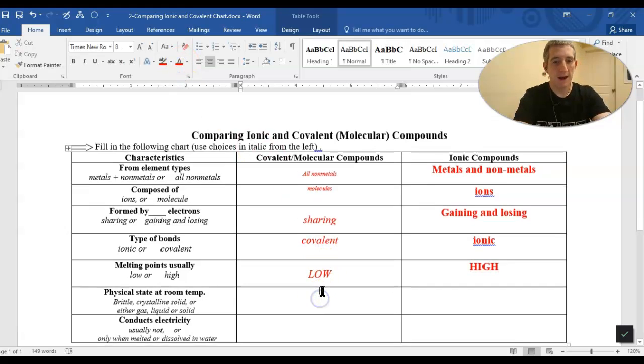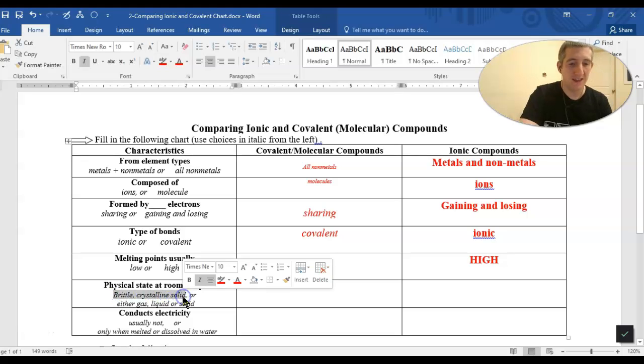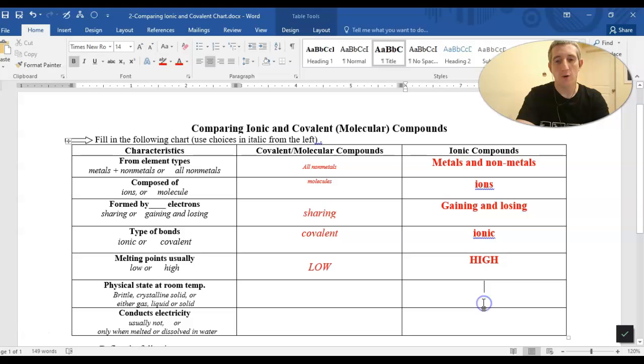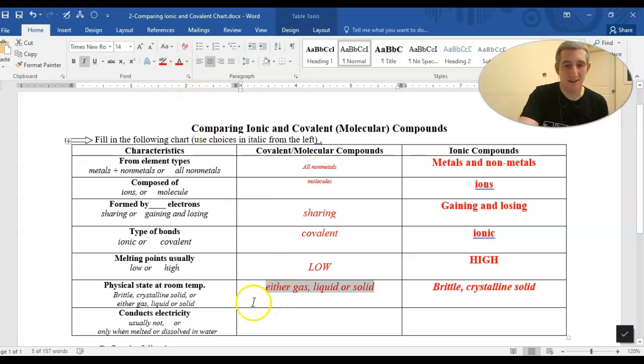All right. Physical states at room temperature. So we have some extra vocab words. Brittle, crystalline, solid. So brittle means it falls apart easily. That is true for your ionic compounds. So let's make that red. Let's make it bigger so you can read it. And then the covalents would be either a gas, a liquid, or a solid. There we go. Make that a bit bigger. Make it red. And last but not least, conductivity.